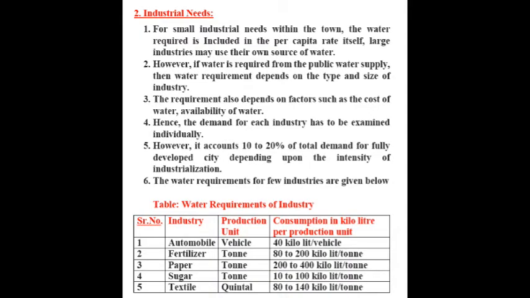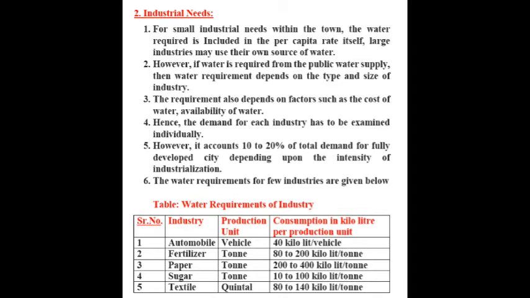Our next point is industrial needs. For small industrial needs within the town, the water required is included in the per capita rate itself. Large industries may use their own source of water. Second point, however, if water is required from the public water supply, then water requirement depends on the type and size of industry. Next point, the requirement also depends on factors such as the cost of water and availability of water.